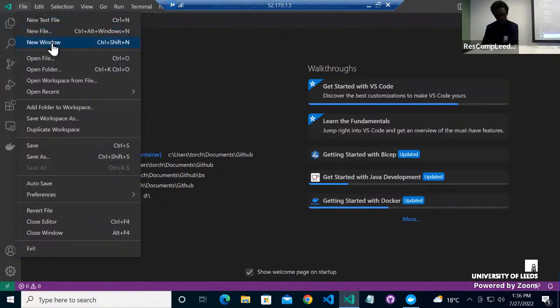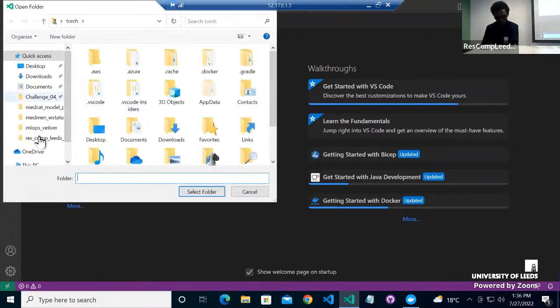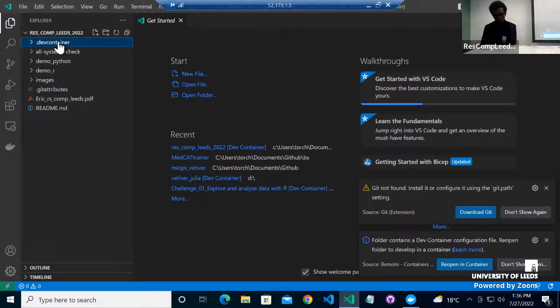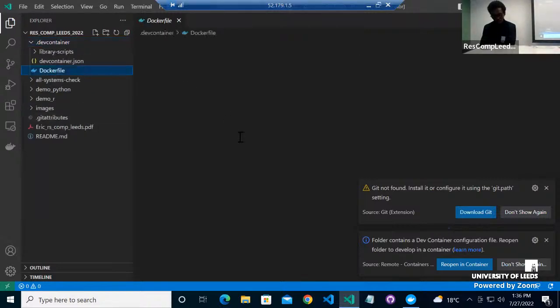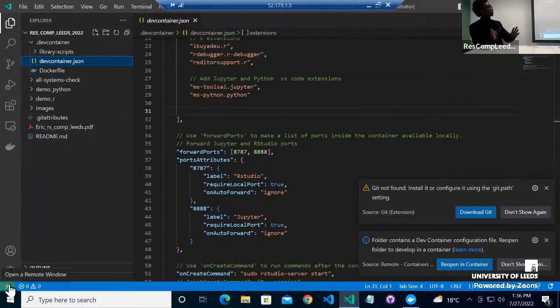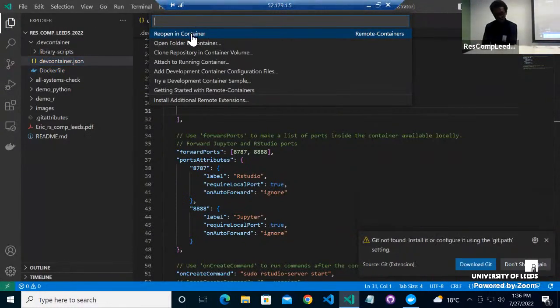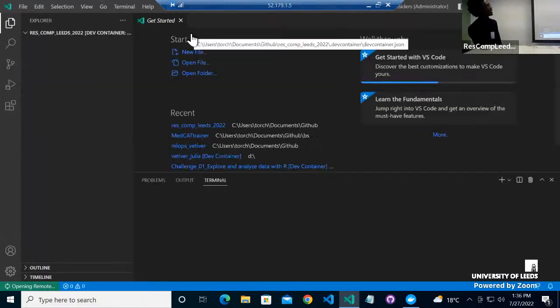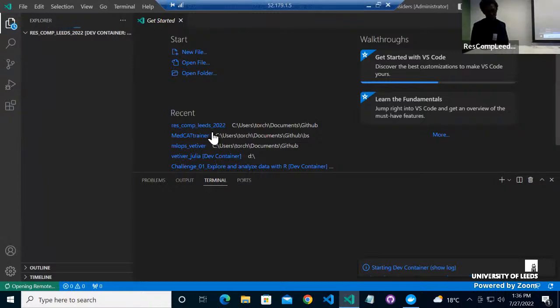This is the folder that I'm opening here, ResCompLeeds. This folder just contains the dev container I described, as you can see, with the Docker file where we're installing some packages of R and Python, and the dev container.json. This is what you would share with your team, and the team would just come and reopen it in a Docker container. And in this dev container, you don't have to have anything installed. You don't have to have R or Python or Julia. You just have to open it in a container instance and get up and running as soon as possible.